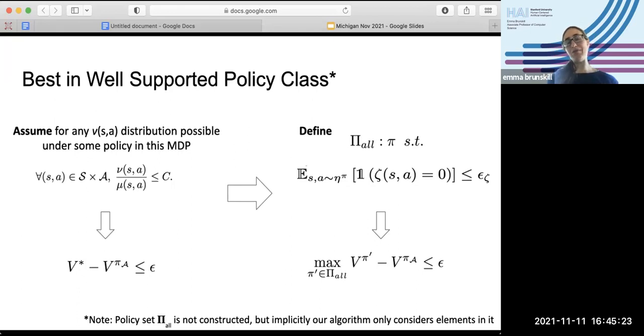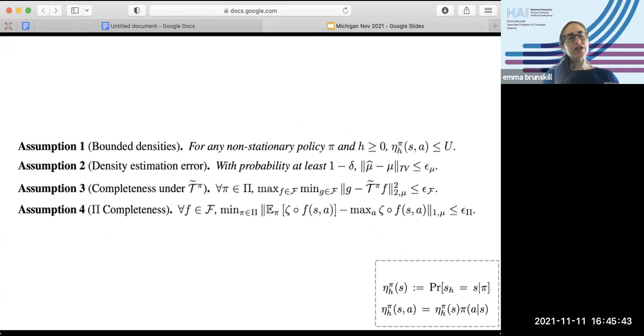And that's maybe the best you could do. If the doctor never prescribes Tylenol, then you never will know what that's like, but we can hopefully figure out a policy that is good within the support of the data. And again, we don't explicitly construct this policy class, but our algorithm is only trying to compete with it. And so then we make several key assumptions. One is that we have bounded densities. A second is that we have bounded density error.